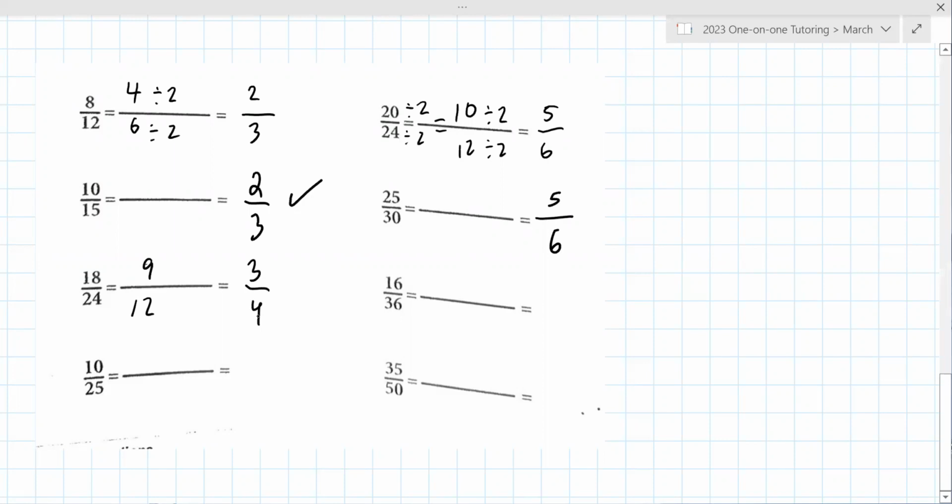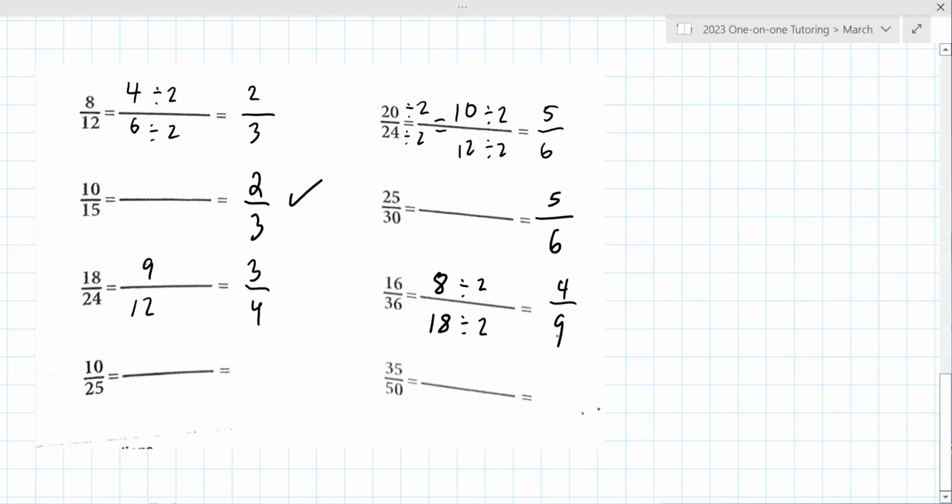2 goes into 16 over 36, and that becomes 8 18ths. Good. Can you reduce 8 18ths? Yeah, try 2 again. You keep trying 2. Okay, so 4 9ths. Yes.